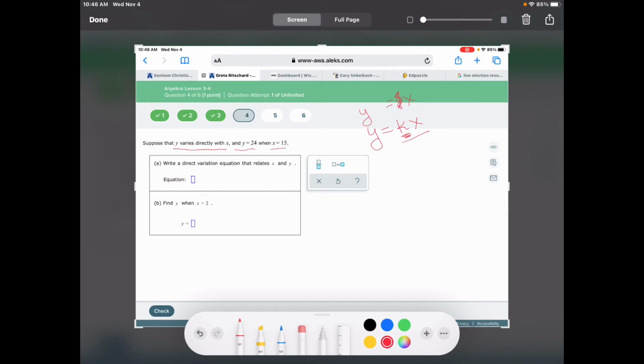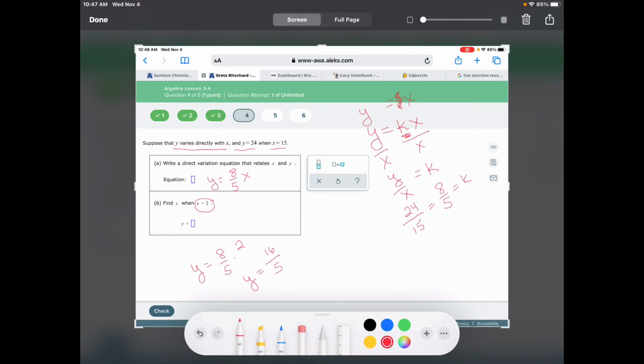So again, if we solved for k, our k is y over x. So we don't have to do more work than actually just plugging in y over x. In this case, we have 24 for y and 15 for x. We can simplify that, which is 8 over 5. I was being lazy. And so we have y equals 8/5 x. And then we can use that equation to plug in x equals 2 to find out what y is. So y equals 8/5 times 2, or we're going to get y equals 16/5.